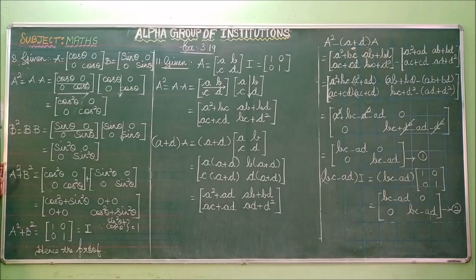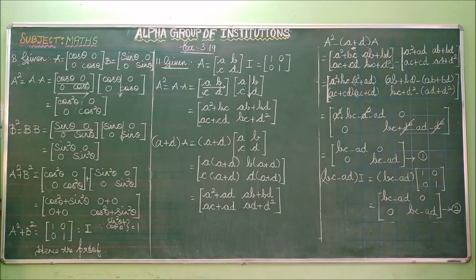For this sum, listen carefully, they have given A and B matrices, you have to find A squared, B squared, then you have to prove A squared plus B squared is equal to I, which is nothing but the unit matrix. So first we got the value for A squared, then B squared. After adding, we have concluded that [1, 0; 0, 1], which is nothing but our unit matrix.